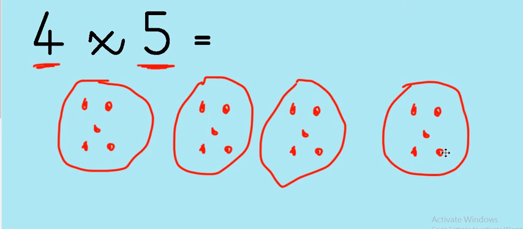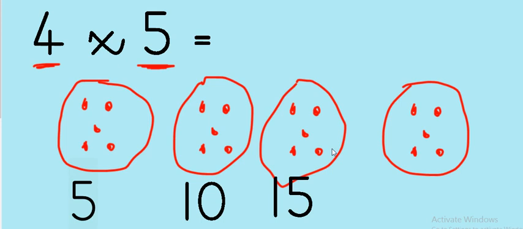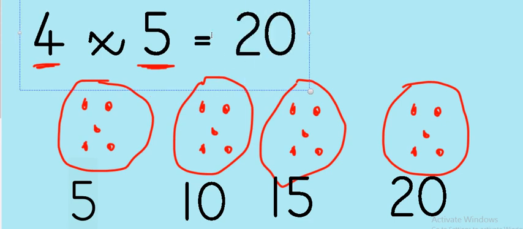Okay, how will I find out the total? Yeah, I need to count in fives, don't I? Ready? Here we go. 5, 10, 15, 20. Well done. 4 lots of 5 makes 20.